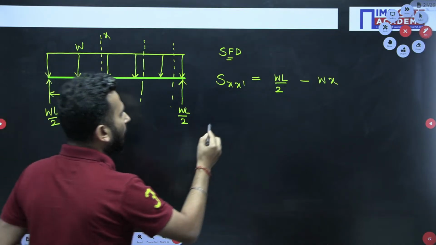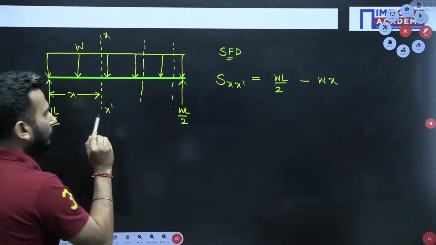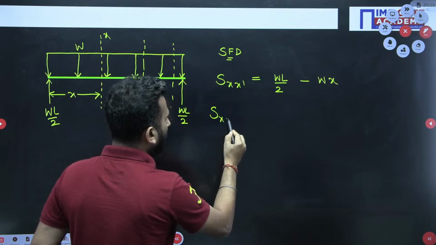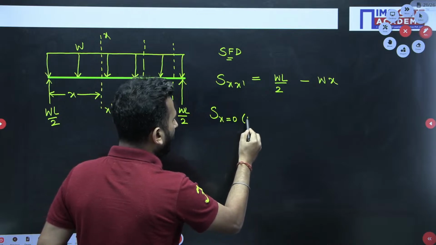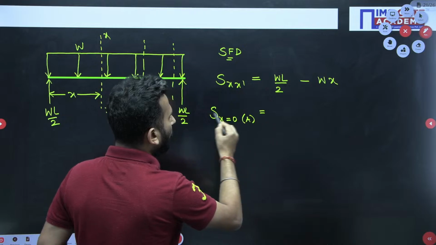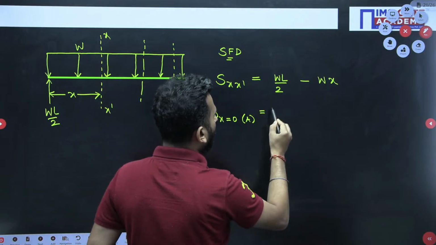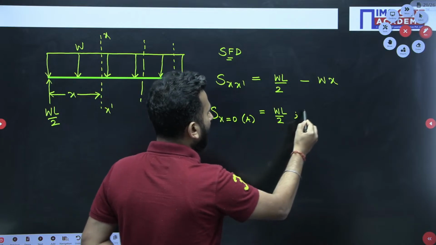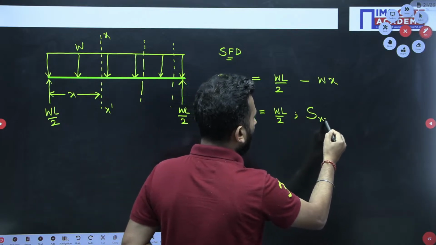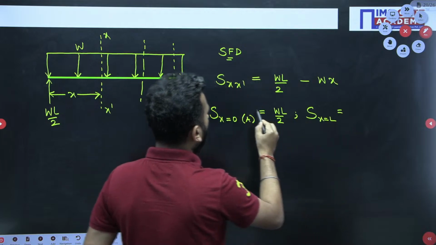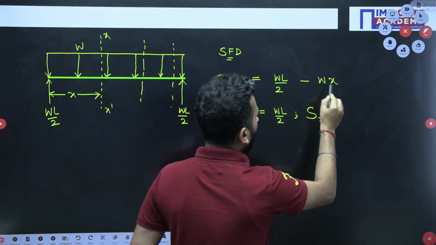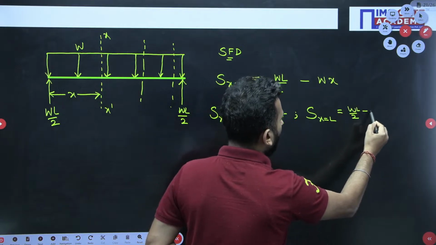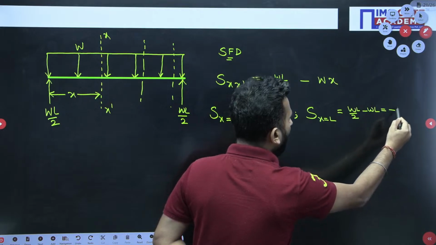Now what I can do? I can find out the values. So let's say at x equal to 0, that is at A, what is the value of the shear force? You just put 0 over here and you will be getting WL by 2. If I ask you that at x equal to L, what is the value? You will substitute L over here, and you will be getting WL by 2 minus WL, that is minus WL by 2.